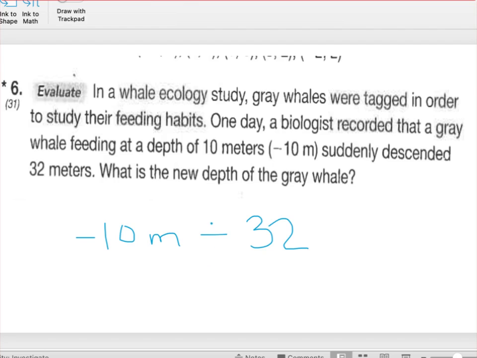So again, we're going to change this from a minus a positive to a plus a negative. Okay, we're going to change both signs. So now we're adding 2 same signs, which means we're going to add, same sign add, and take the common sign. So -42, which means a depth of 42 meters is where the whale is now.